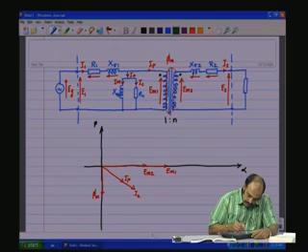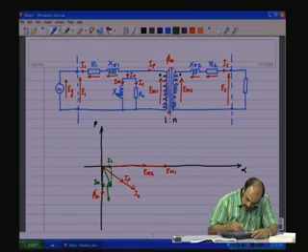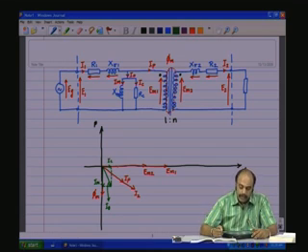So, let us put the core loss component of the current IC like that, and let me put the magnetizing portion of the current Im here, and I naught is as shown here. This is I naught. So, we see that I naught, which is the resultant of Im and Ic, is lagging Em1.